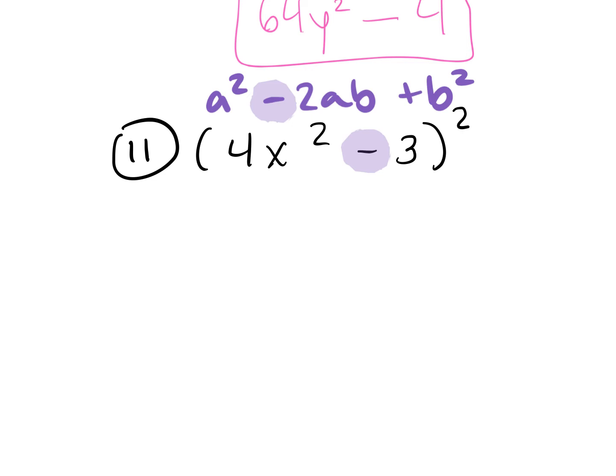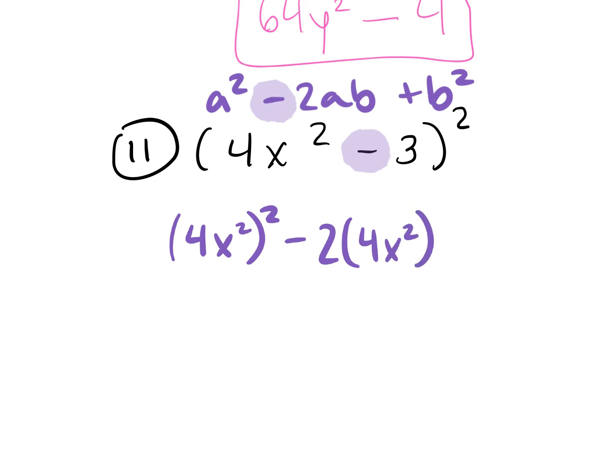What's our a? 4. So 4x squared minus 2 times 4x squared. And what's b? 3. So times 3 plus 3 squared.